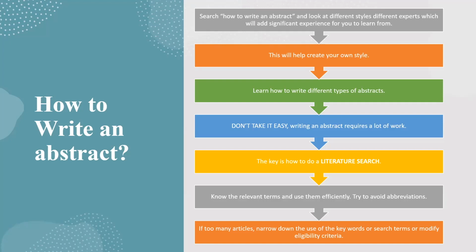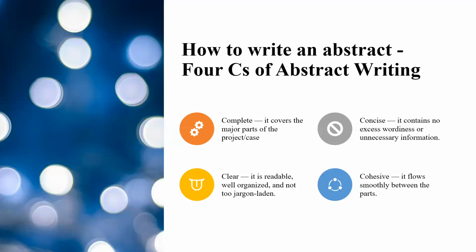And I think the others I've discussed. So these are some of the major things which you can remember easily. So these are the 4 C's of abstract writing. One is complete. It covers the major part of the project. Although there's a word limitation, you try your best, right? You try your best.